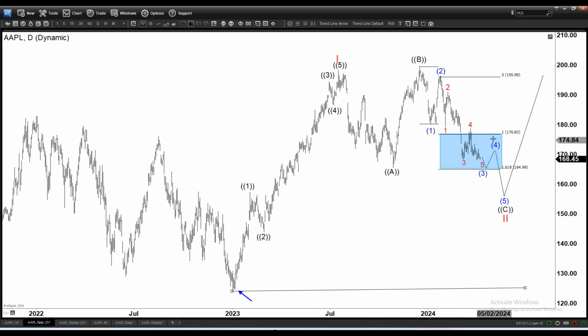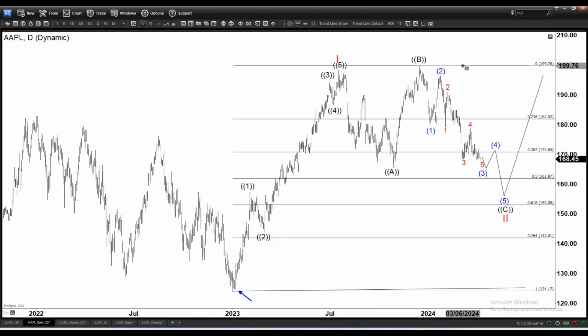Now, for an expanded flat, if you want to know the target, there is no specific target, right? Because we always use 100% extension, but in an expanded flat, technically it could extend all the way down. So you can use retracement in that case, and maybe look for something like this as your possible wave 2 target for an expanded flat. All right, so those are the 2 options, guys, that we can see in Apple.